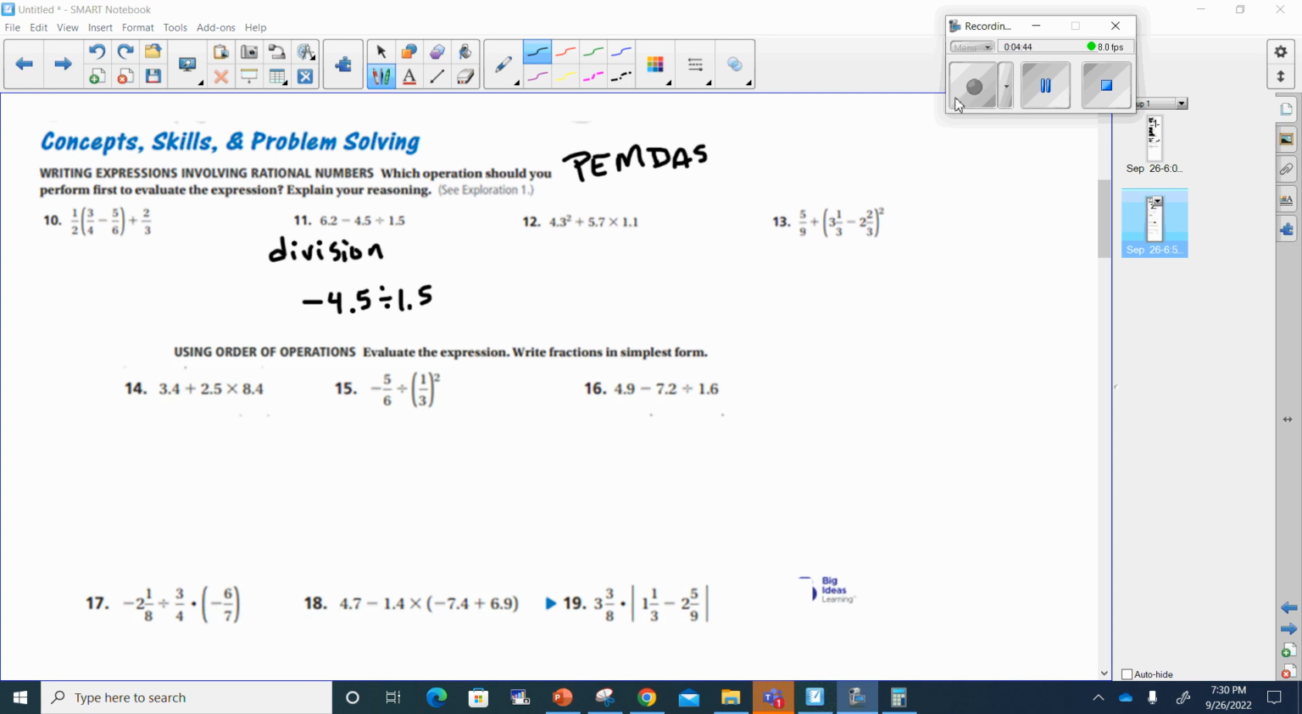Next is number 13. I see 13 has 5 over 9 plus, and it says 3 1/3 minus 2 2/3 with the 2, the second power, out of the parentheses. Well, if I'm going to follow PEMDAS, I would do my parentheses first. And I would put parentheses. Parentheses come before exponents.